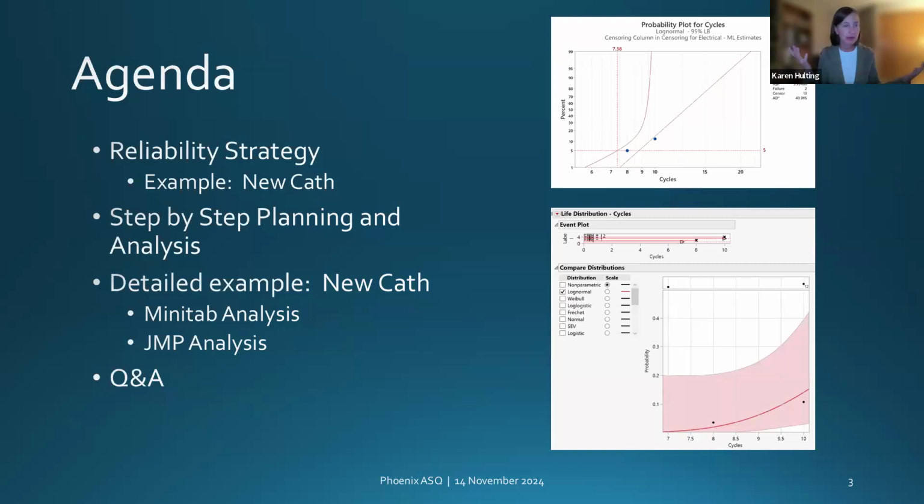And this is the new model. Let's say we're doing some early-on characterization work, assessing whether or not we're meeting the reliability requirement, and then possibly making some updates. So we're going to talk about step-by-step planning and analysis for this reliability demonstration test. We're going to go into detail: what does it look like in either one of these software programs? Hopefully that will give you confidence that if you're using yet a third statistical analysis program, you'll be able to find this kind of analysis there as well.